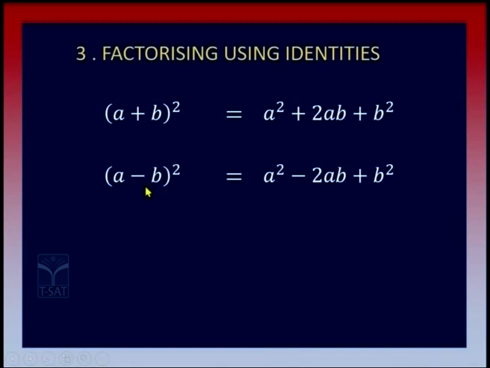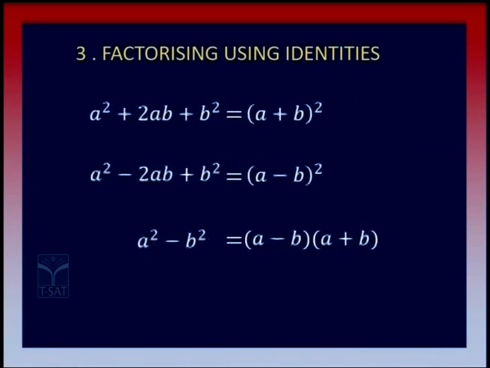A minus b whole square is a square minus 2ab plus b square, and a minus b into a plus b is written as a square minus b square. These are some of the identities you have learned in your previous chapter, of course. Now, I will write these identities in reverse order.